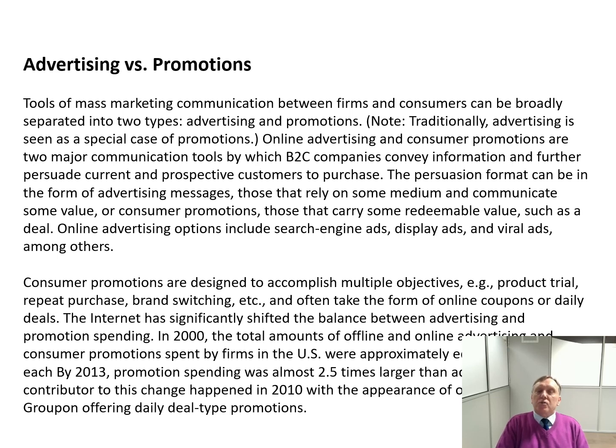So online options include search engine ads, display ads, viral ads, etc. Consumer promotions are designed to accomplish multiple objectives, so trial, repeat purchase, brand switching, etc. So as we can see, this is what is being discussed here. It has obviously shifted the balance between these two in terms of how much is spent online and how much is spent offline now. And obviously this is changing greatly. So we'll have a look at the different kinds.